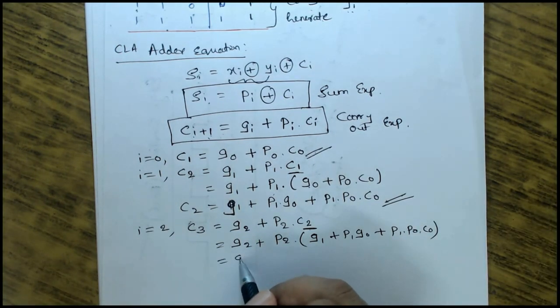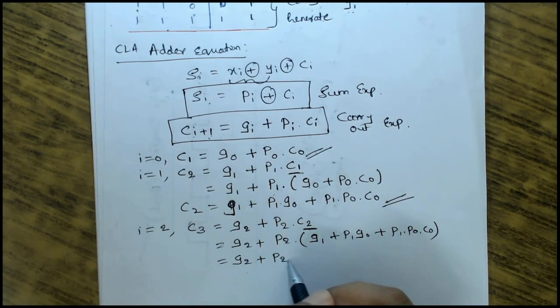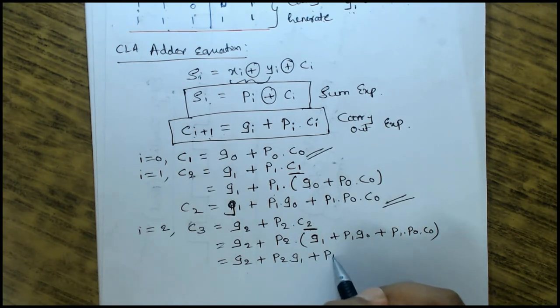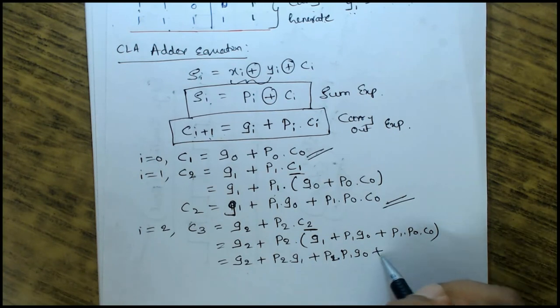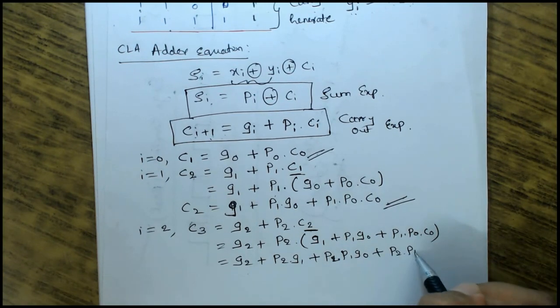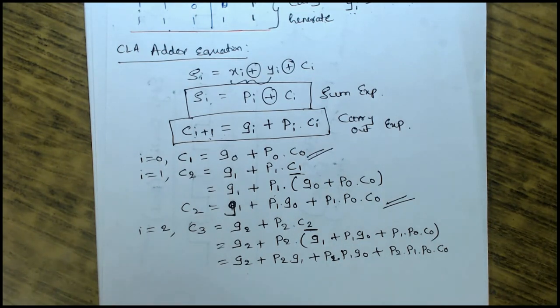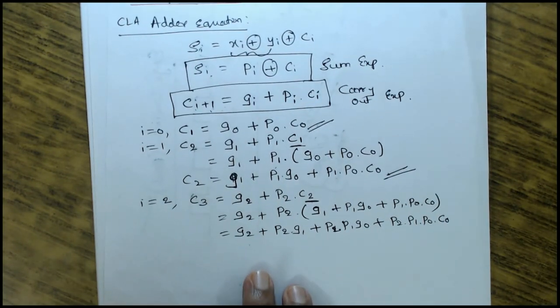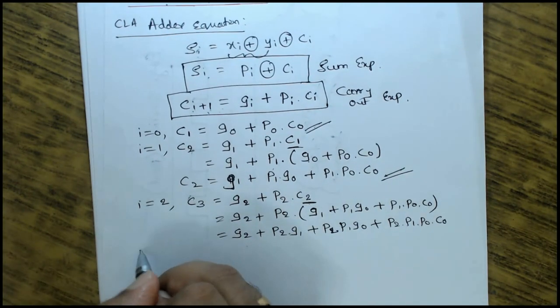So now open the bracket. G2 plus P2 G1 plus P1 dot P2 dot P1 dot G0 plus P2 dot P1 dot P0 dot C0. So this is the expression for C3. Now the last expression is i equal to 3.